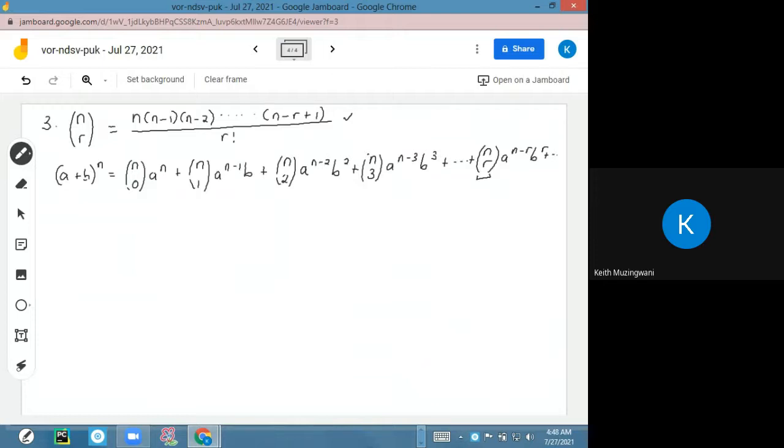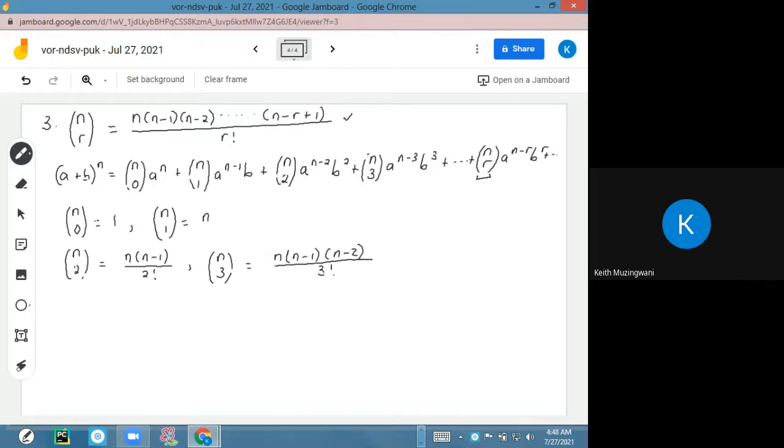Now you saw that when we attempted to solve for n choose 0, that day what came out was 1. Then we did n choose 1, what came out was n. Then we did n choose 2, what came out was n(n minus 1) over 2 factorial. Then we did n choose 3, what came out was n(n minus 1)(n minus 2) over 3 factorial.